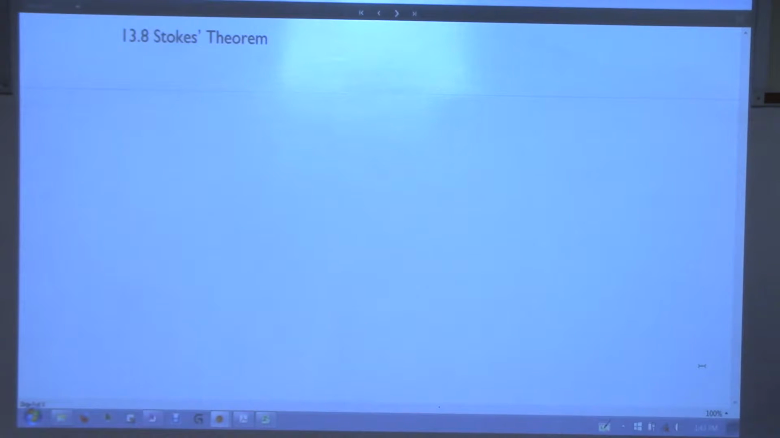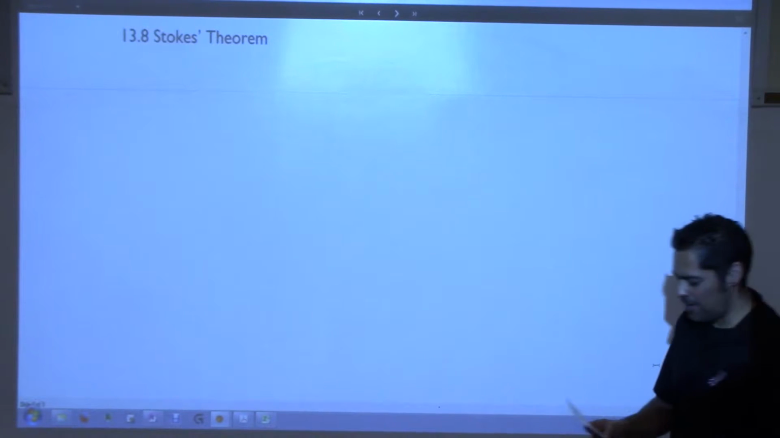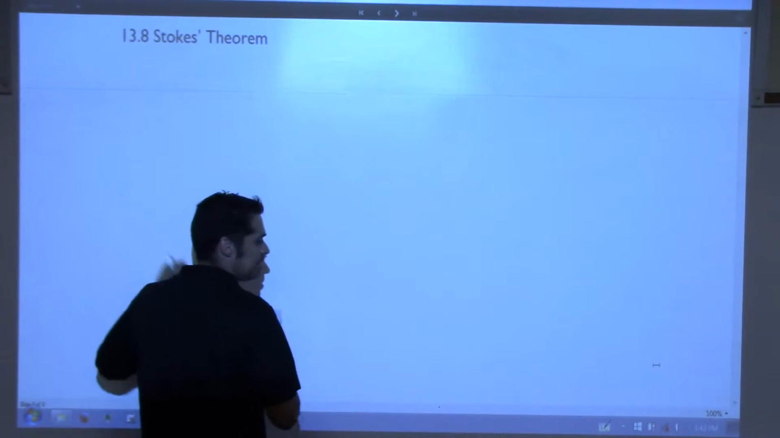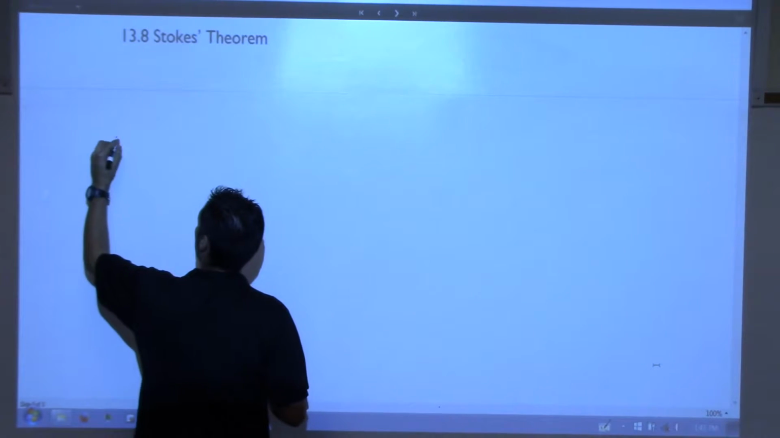Okay, so on Stokes' theorem, I thought that we might start this before I even tell you what it is. I thought we'd start with an example, so that maybe you would come to appreciate it before I tell you what it is. Okay? So here we go. I'm going to go back. This is actually going back to line integrals.